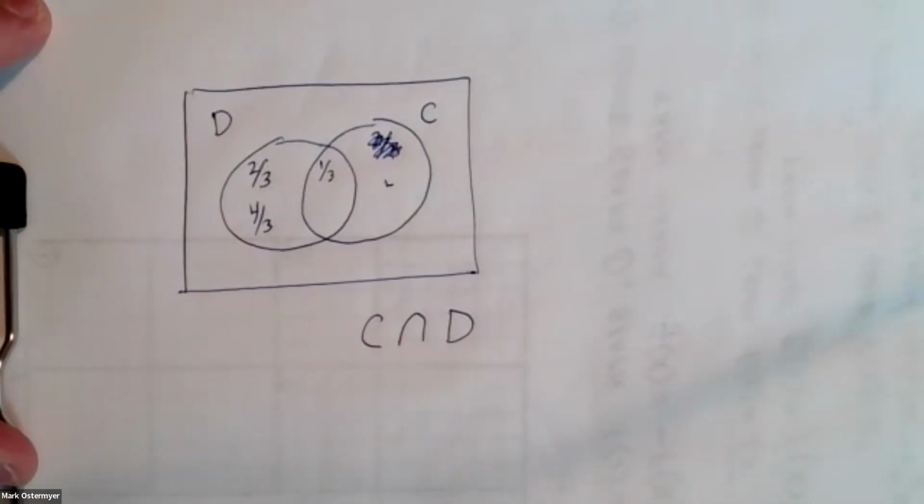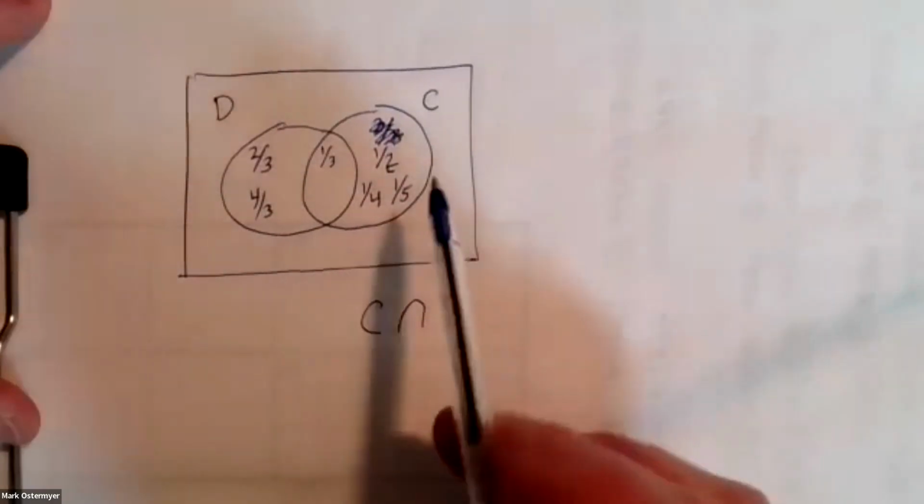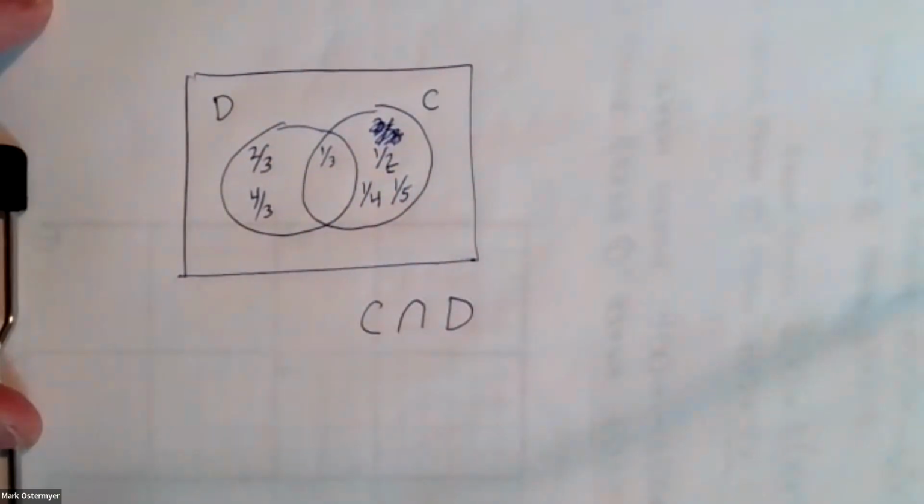In a similar way, there's a lot of other elements that belong to set C that are not in the intersection of set C and D. We already accounted for 1/3 being in set C and also the intersection of C and D. But how about 1/2, 1/4, and 1/5? Those are elements in set C, and yet they're not found in the intersection. So we're going to have to list those elements in set C out here, 1/2, 1/4, 1/5. Is this making sense how we're putting the elements where they belong?